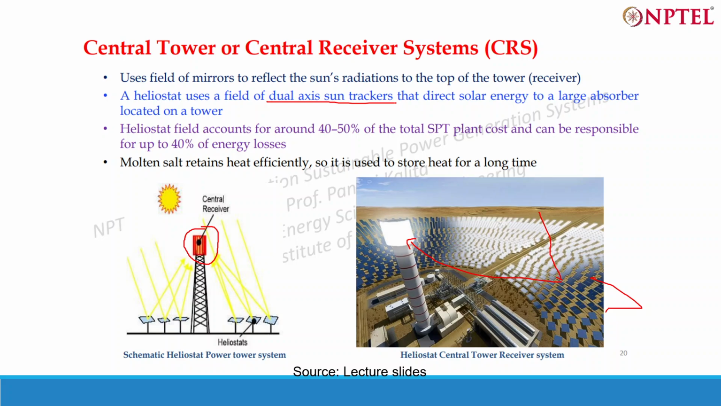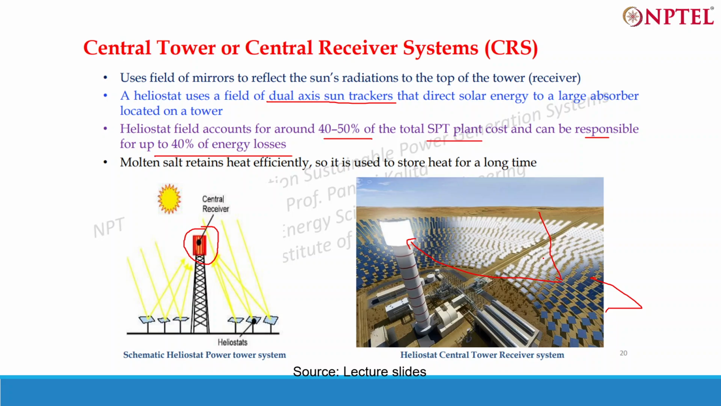The sun moves, so it has to be tracked throughout the season and throughout the day. That is why we need a dual axis sun tracker. Sometimes single axis sun trackers are also installed, then you have to adjust the screws to make it focus based on the seasons. Heliostat fields account for 40 to 50% of the total solar power plant cost and can be responsible for up to 40% of the energy losses. That's actually true. Most of the energy is not concentrated here but can be lost, as we calculated in the solar chimney also.